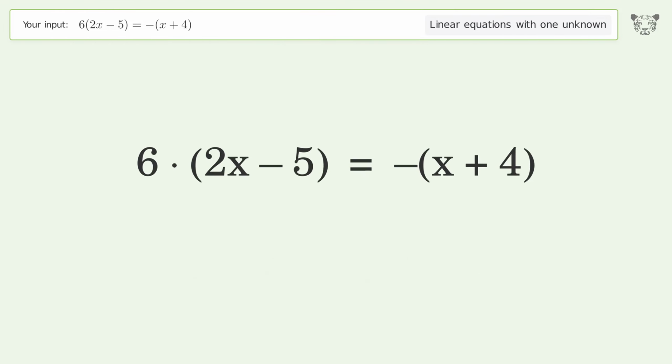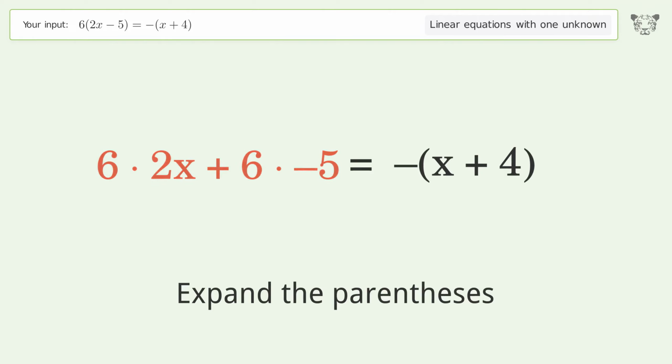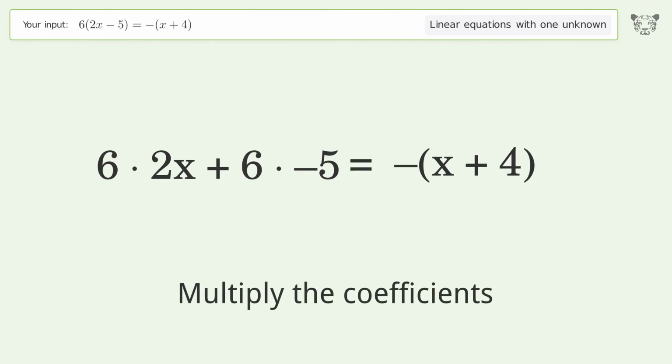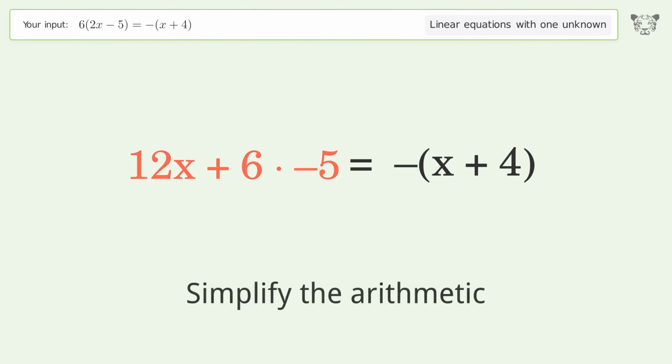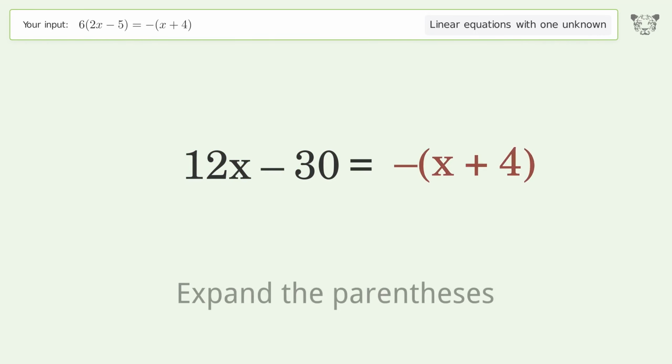Simplify the expression. Expand the parentheses. Multiply the coefficients. Simplify the arithmetic. Expand the parentheses.